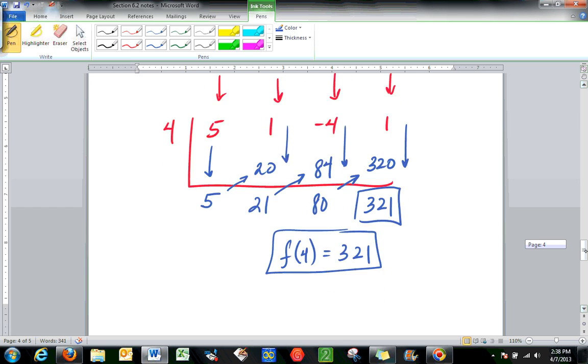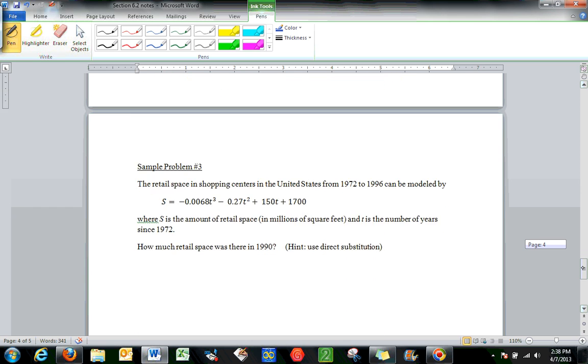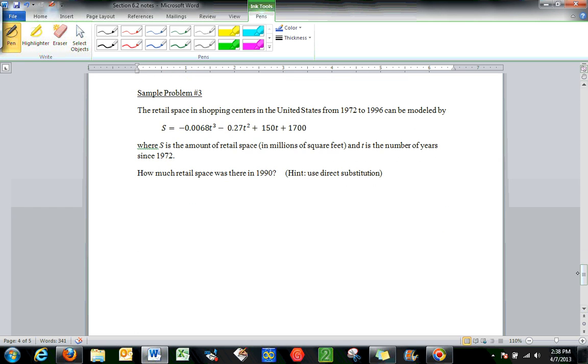Alright, lastly, we can see that substitution methods are viable ways to work word problems. So you can see here in sample problem number 3, it says that we have a shopping center. The number of shopping center space that we have in the United States can be modeled with this polynomial function, and they want to know how much retail space there was in 1990. So go ahead and pause the video here and see if you can figure out how to substitute into this polynomial function and come up with a final answer.